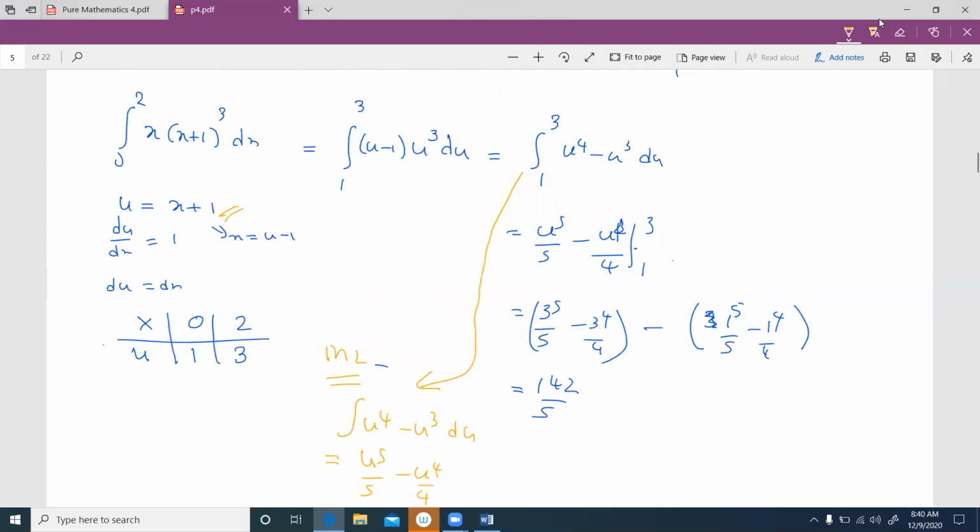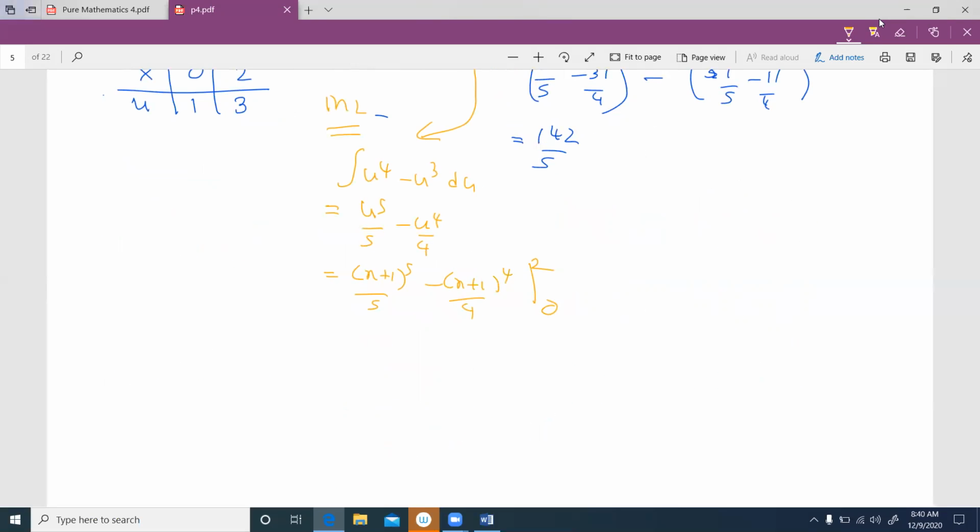If you do this 0 to 2, you get the same answer back. So you can say this is 2 plus 1 to the power 5 over 5 minus 2 plus 1 to the power 4 over 4, minus 0. The substitution is 0 anyway. If you do this, you must get the same answer. So that's a way of doing this kind of question.